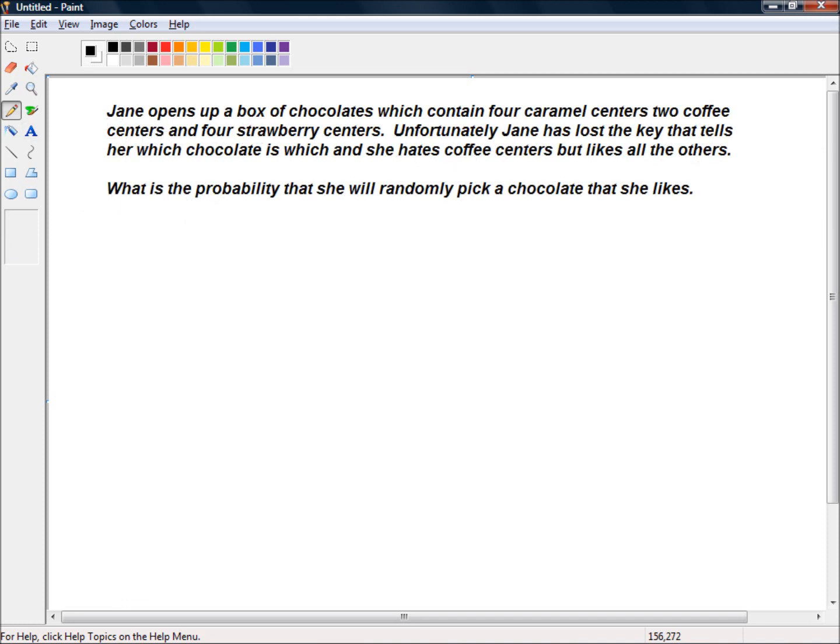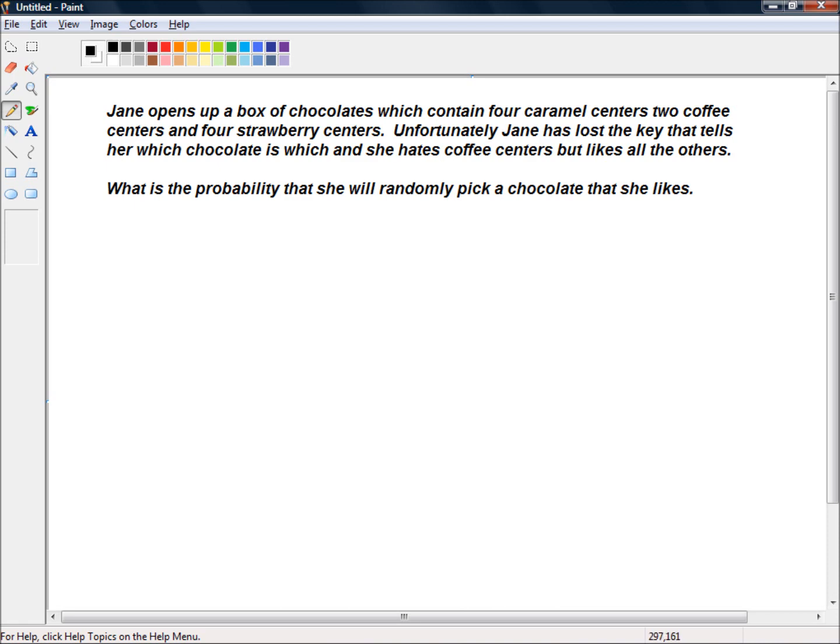Okay, let's try another example. Jane opens up a box of chocolates which contain 4 caramel centres, 2 coffee centres and 4 strawberry centres. Unfortunately, Jane has lost the key that tells her which chocolate is which, and she hates coffee centres, but likes all the others. What is the probability that she will randomly pick a chocolate that she likes?